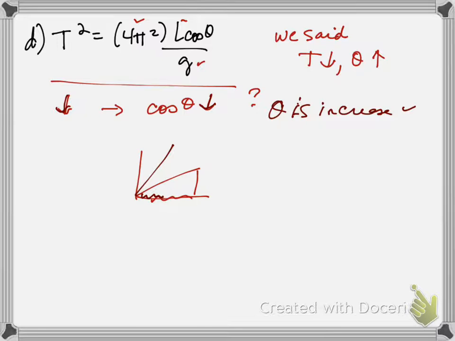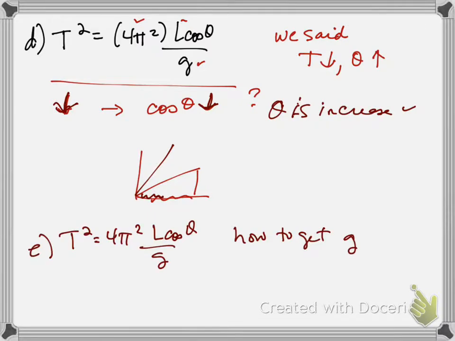So we get 1 point for addressing the functional dependence, by saying, all right, if period decreases, then the cosine decreases. 1 point for getting the correct functional dependence, and then 1 for reasoning that, yes, as cosine theta decreases, theta does increase. And we are only talking about the first quadrant here. So 3 points for part D.